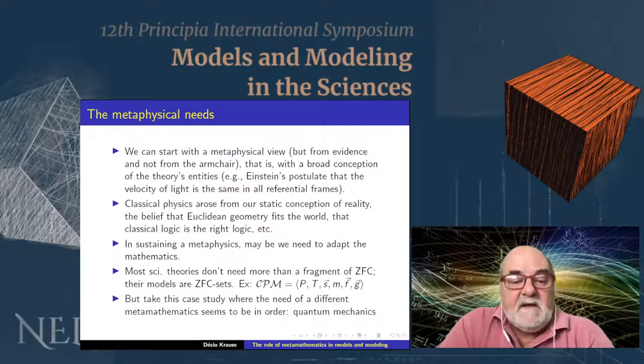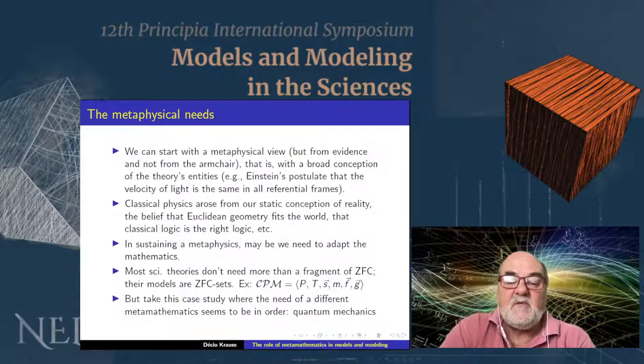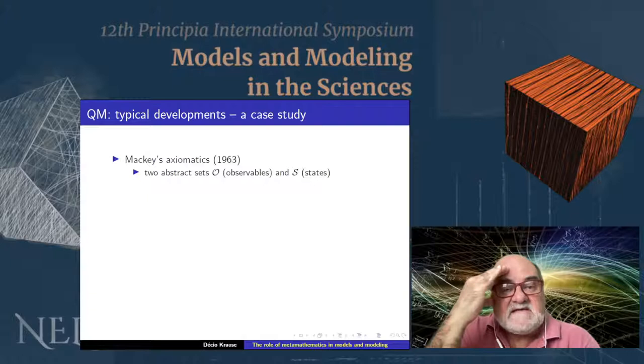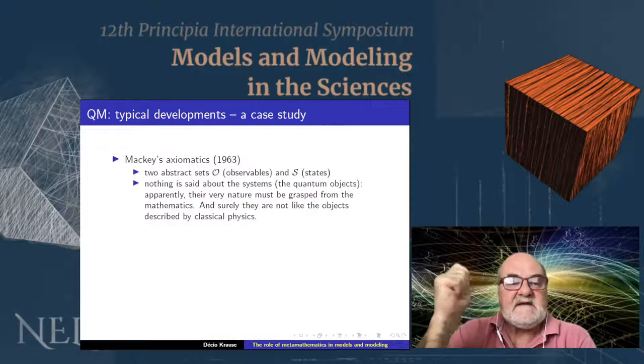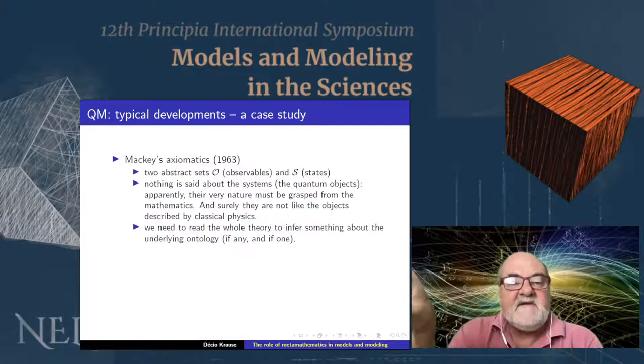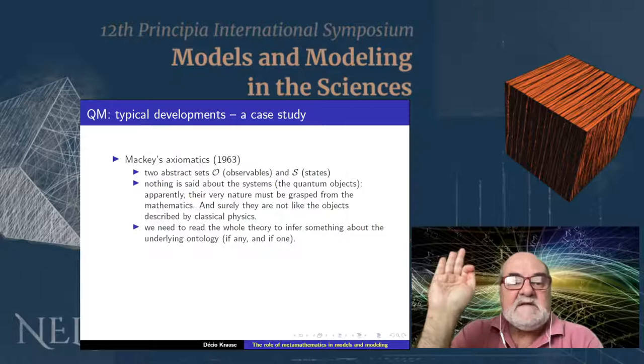But take this case study, where the need of a different mathematics seems to be in order. Quantum mechanics apparently needs a different mathematics, a different metamathematics. Let's have an example. Taking Mackey's well-known axiomatics from 1963, we have two abstract sets, a set of observables and a set of states. Nothing is said about the system, that is, the quantum objects. Apparently, their very nature must be grasped from the mathematics, and surely they are not like the objects described by classical physics. Mackey develops his quantum mechanics without speaking about quantum systems. We need to read the whole theory in order to infer something about the underlying ontology, if any. Okay.